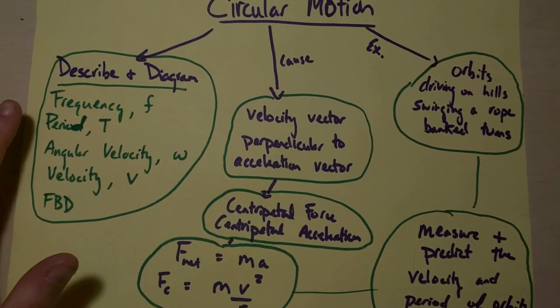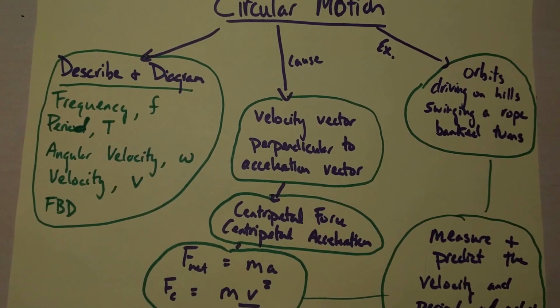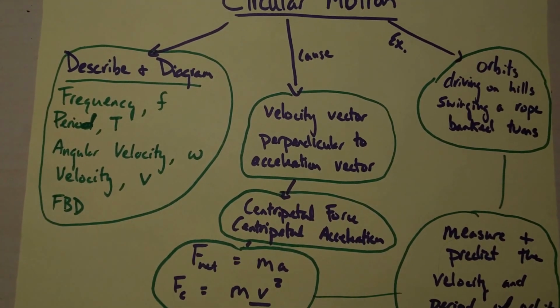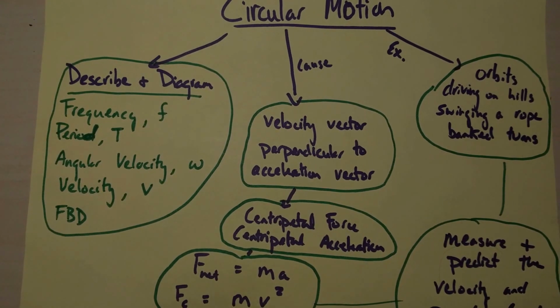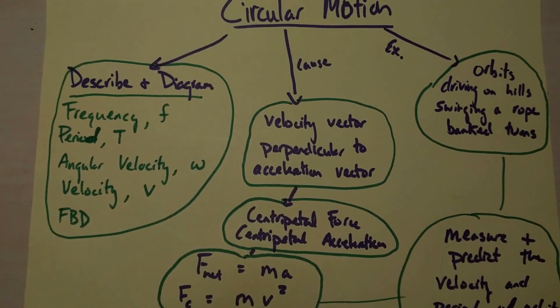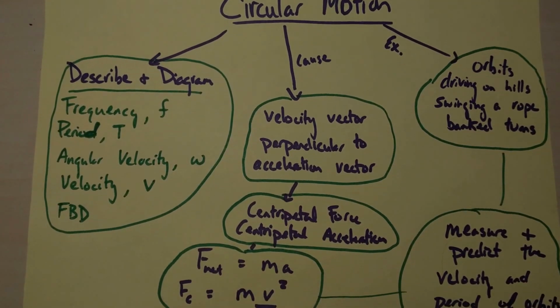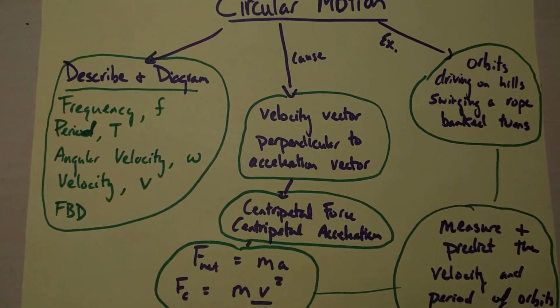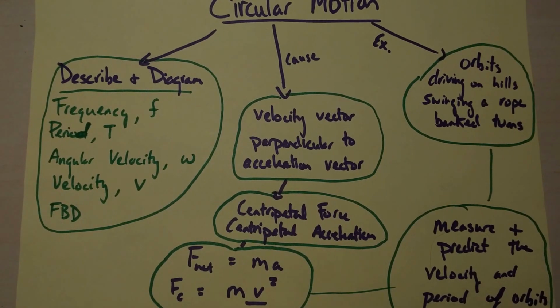We used terms like frequency, period, angular velocity, velocity, and we drew free body diagrams for things that were moving in a circle. Remember that period is the time it takes to make a full revolution, and the frequency is the number of revolutions that you're making in a particular time span.